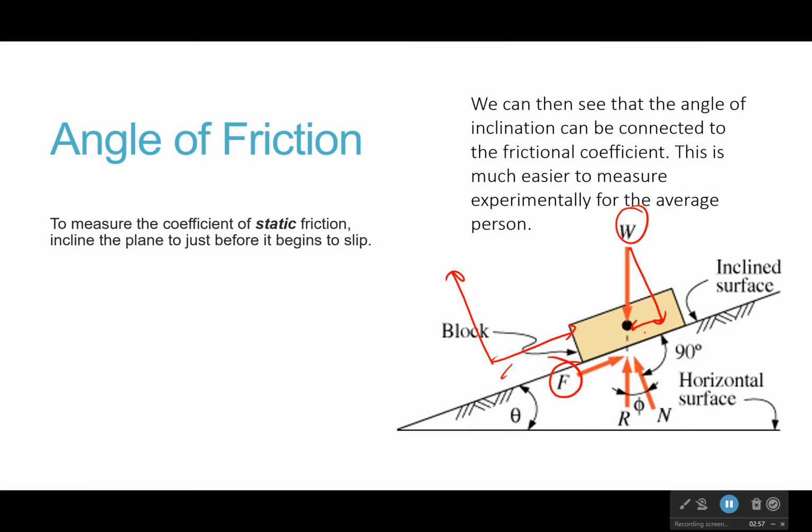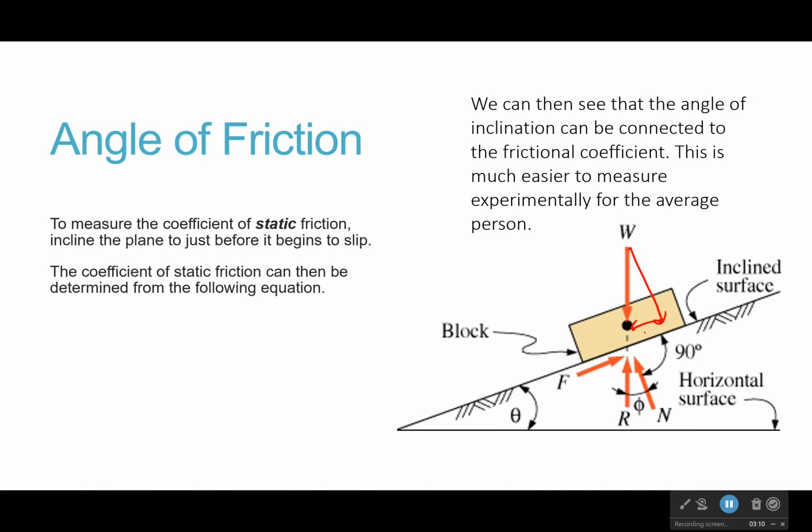So, to measure the coefficient of static friction, remember this is only static friction right here, we just incline the plane until it just slips. You see it slip, and then you bring it back down a little bit until just before the point where it begins to slip. And then we can determine the coefficient of static friction by looking at some angles.